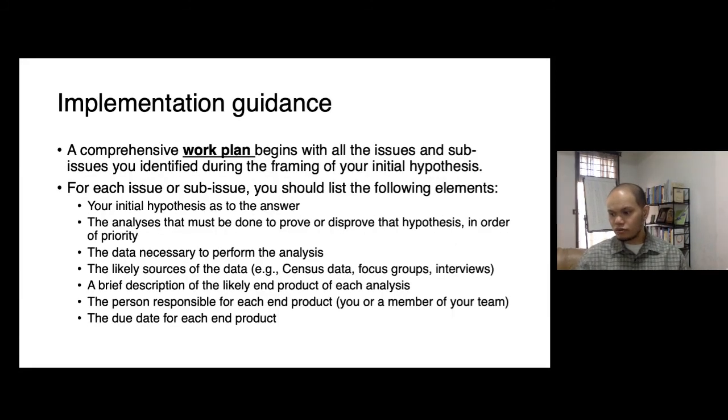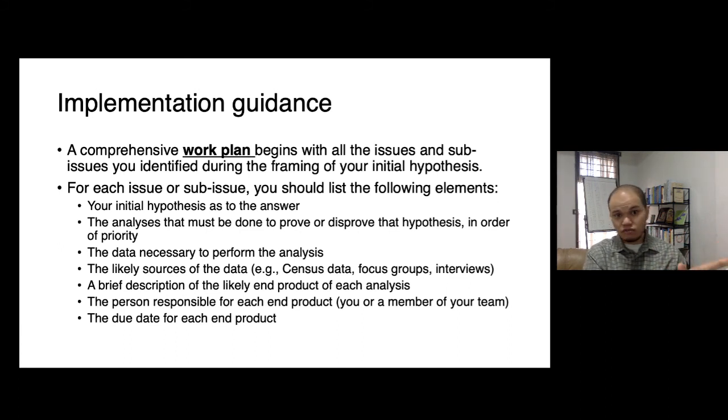So how do we go about and proceed with this? Well, the first tool that you can use is coming up with a comprehensive work plan. This is no different from a simple plan or a project plan that begins with all the issues and sub-issues you've identified during the framing of your initial hypothesis. Now, for each issue and sub-issue, you can list the following elements: your initial hypothesis, your initial guess of what it might be, and what analysis would be done in order to prove or disprove that hypothesis.